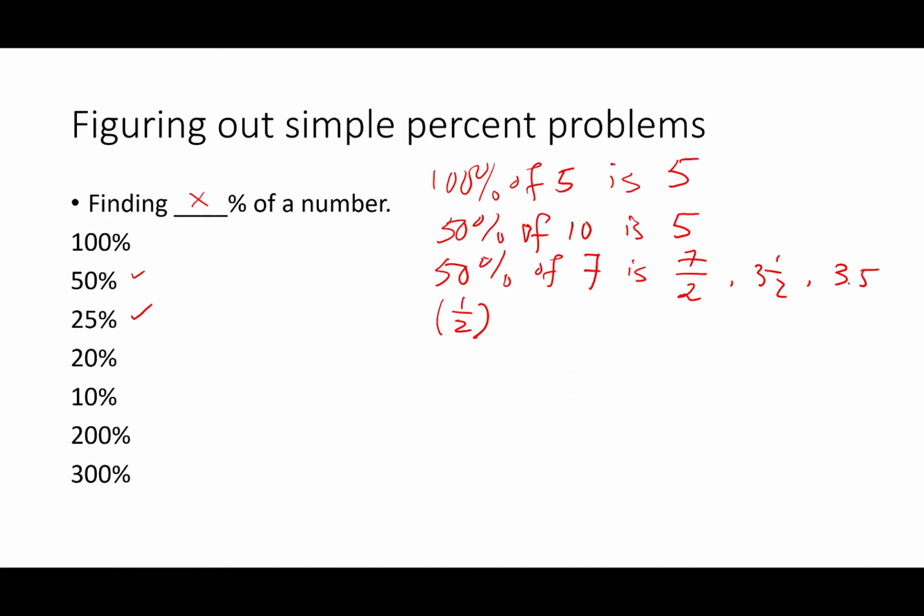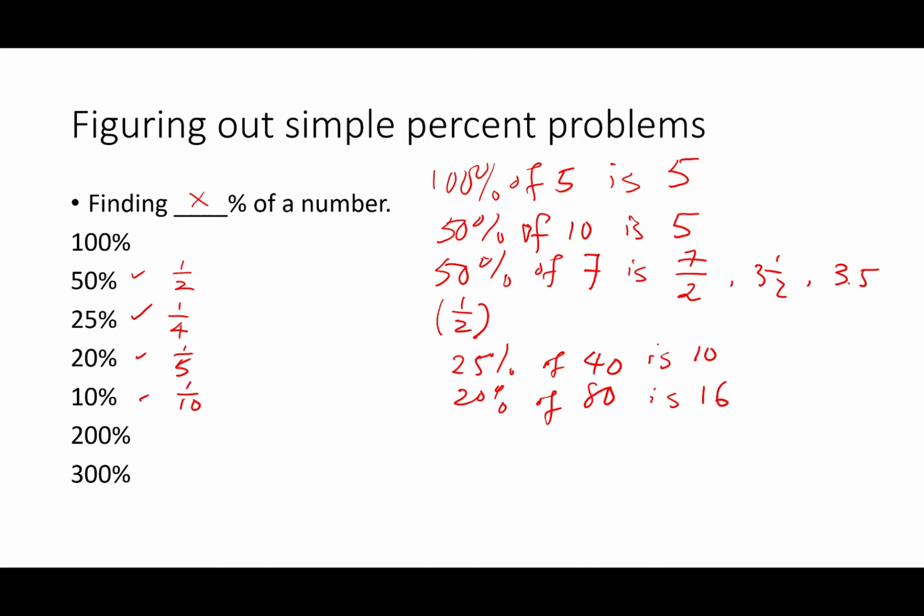25% here is equal to, now this one is equal to 1 over 2, this one 25% equals 1 over 4, right? So for example, if you have 25% of 40, right, 1/4 of 40, this will give you 10. Okay, how about 20%? 20% is equivalent to 1/5. Okay, so for example, 20% of 80, now 1/5, this will give you 16, right? 10% is equivalent to 1/10.